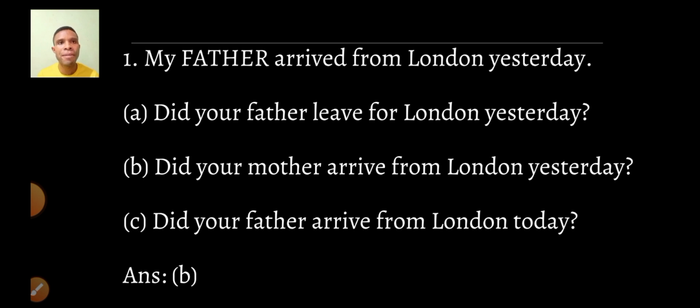Number 1, my FATHER arrived from London yesterday. The stressed word here is father. Now look at the 3 options. A, did your father leave for London yesterday? B, did your mother arrive from London yesterday? C, did your father arrive from London today? Which of the options there does not contain the word father? The answer is B. Did your mother arrive from London yesterday? That is your answer. As simple as that. The stressed word is father. Option B does not contain father, so option B is our answer.